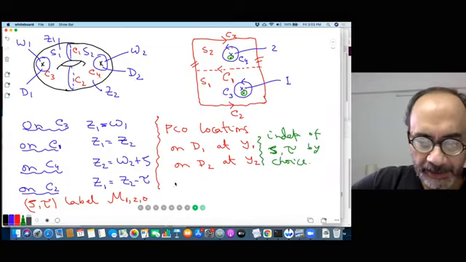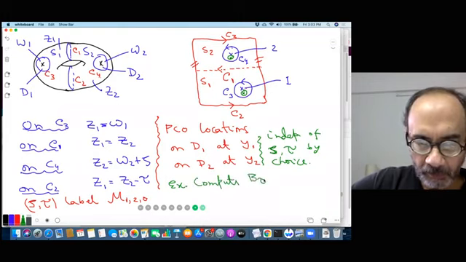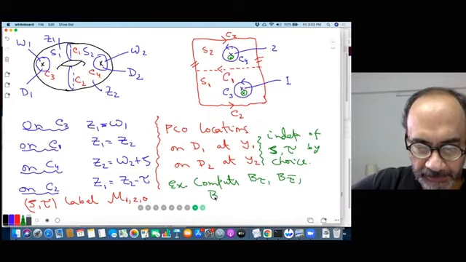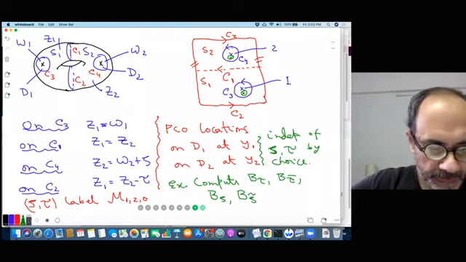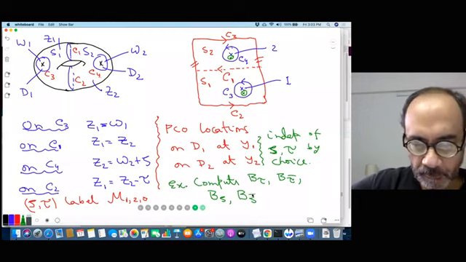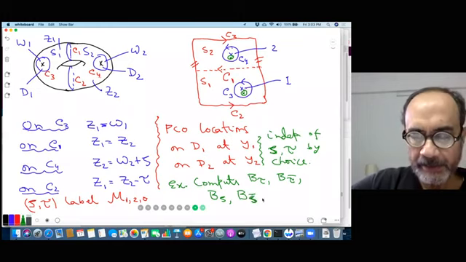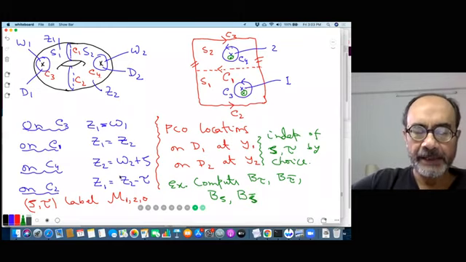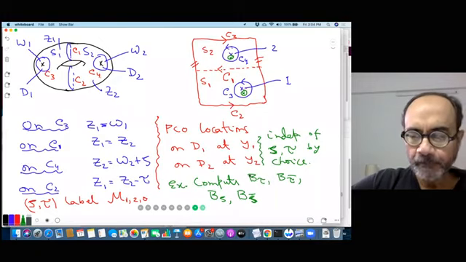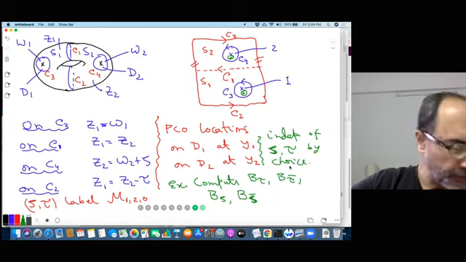And so, as an exercise, I'll write down the results in the next slide, but I'll leave it as an exercise to compute b tau, b tau bar, b zeta, and b zeta bar. These can be computed because the transition functions have been specified as a function of zeta and tau, and the PCO locations have been specified as a function of zeta and tau. That dependence is trivial, of course.